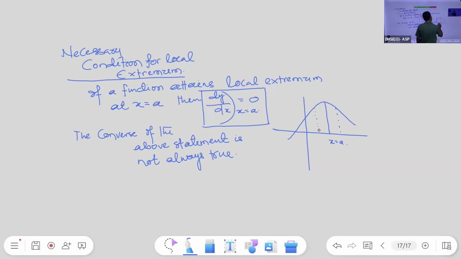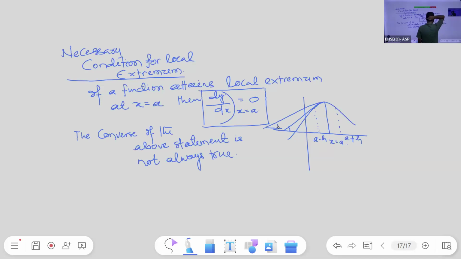With respect to its neighborhood points, the function attains the maximum value at x is equal to a, hence it is local maximum. Suppose this is a minus h and this is a plus h. If you want to move on the curve from a minus h to a, that is this portion, and you draw a tangent, this will be the inclination.